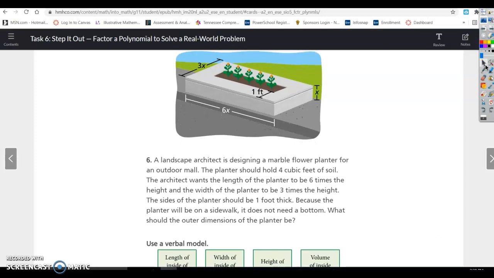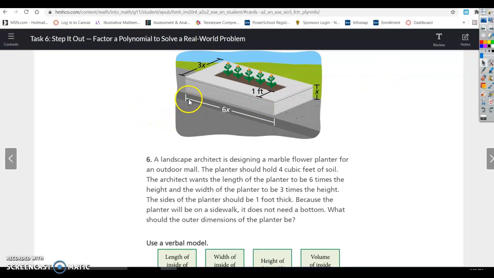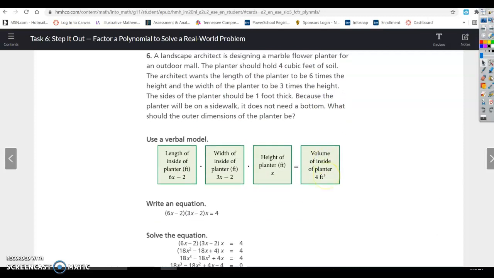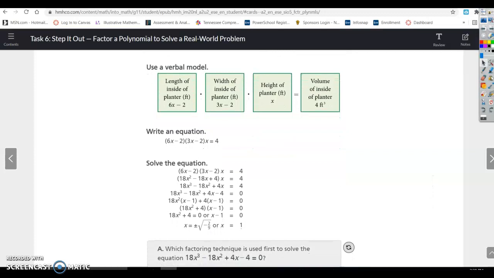All right, so it's always nice when they give you a picture, a visual image of what they're talking about. So you can see this is 6x, the height is x, the width is 3x, and then you've got this 1 foot here. We also know that the planter should hold 4 cubic feet of soil. Now it says use a verbal model. So the length, 6x minus 2, the width is 3x minus 2, the height is x, and the volume is 4. To write an equation with that, we do length times width times height, because this is a rectangular shaped flower box, and we know that the planter is supposed to have 4 cubic feet.